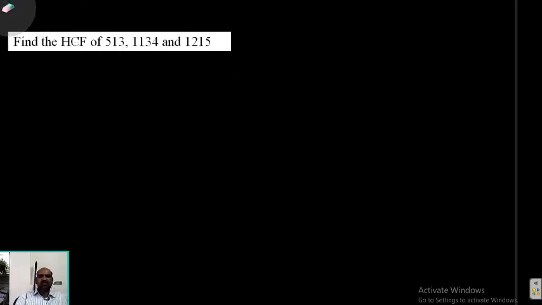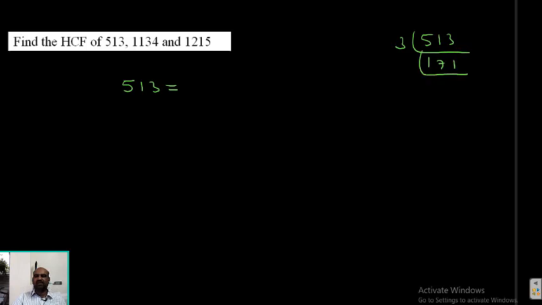Here is another example using the prime factorization method. I want to find the prime factors of 513. Divide by 3: 3 ones are 3, 3 sevens are 21, and so on, again divided by 3. So 513 is 3 into 3 into 19.